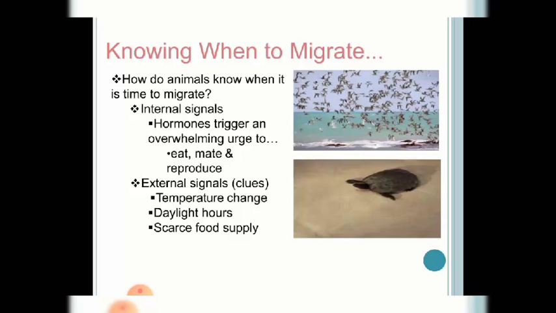So now, why and when do the animals migrate? Some animals, as I said, migrate during different temperature variations or inadequacy of food. But there are some hormones that also trigger migration for mating purposes.